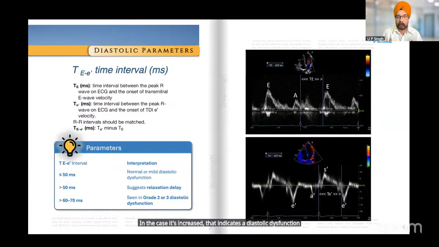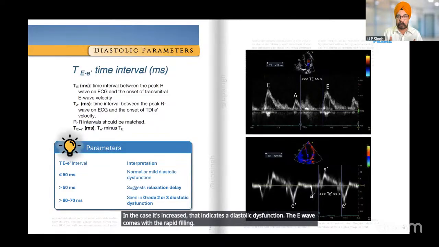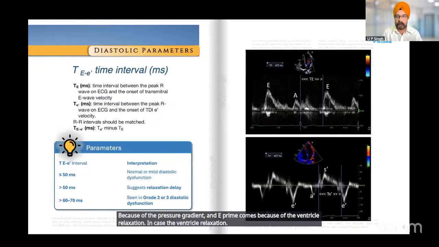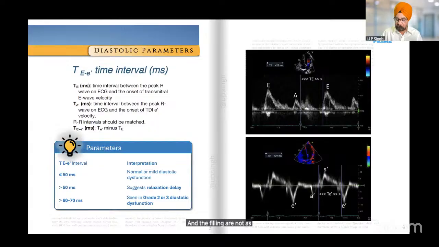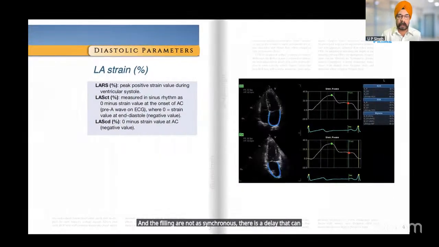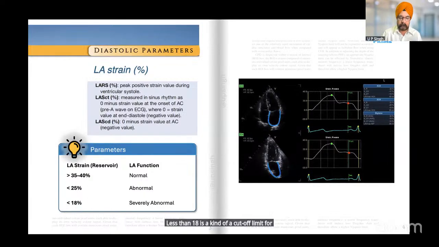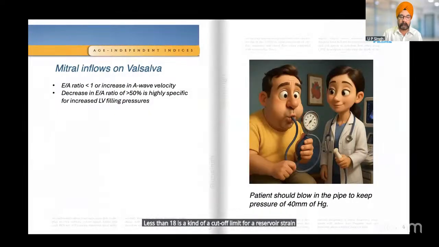The E wave comes with the rapid filling because of the pressure gradient, and E prime comes because of the ventricular relaxation. In case the ventricular relaxation and filling are not as synchronous, there is a delay that can cause a feature suggestive of a diastolic dysfunction. This is again a very important parameter which wasn't there in the previous guideline. It was optional, but I think we should use it. Less than 18 is a kind of cutoff limit for a reservoir strain for left atrium.